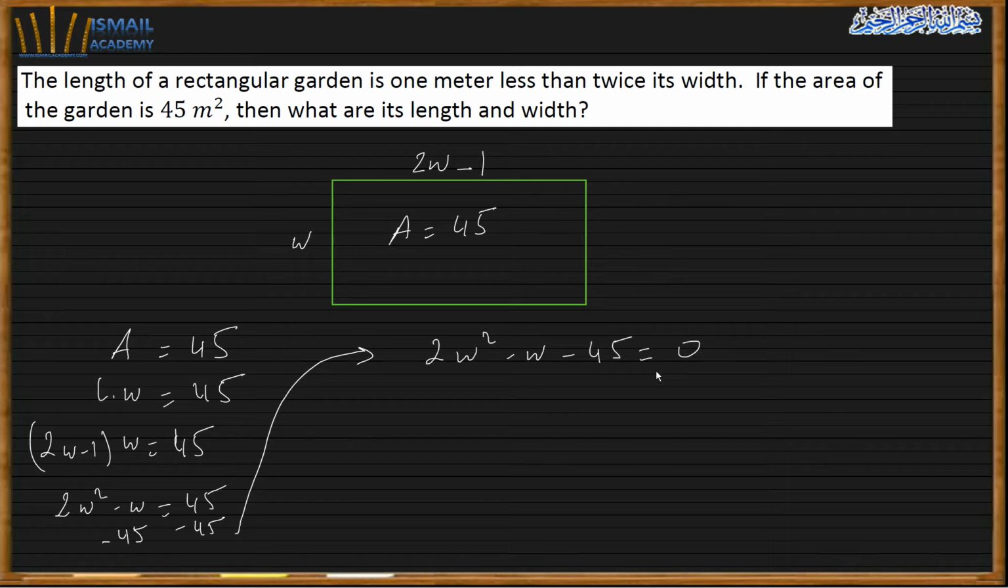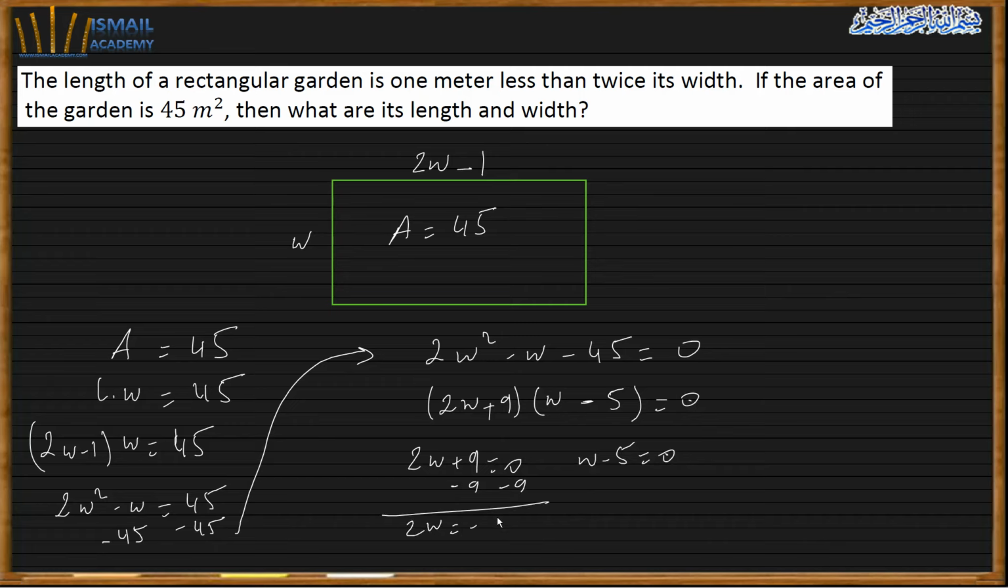So you could use the quadratic formula right away, but here we can factor. I will factor it. It's going to be 2w, this is positive, this is negative, and w. So here is negative, which means it's going to be 5, and here 9, equals 0. So I will have 2w plus 9 equals 0 and w minus 5 equals 0. Subtract 9 from both sides: 2w equals minus 9, divided by 2, so w is minus 9 over 2. Here I add 5, so I get w equals 5.